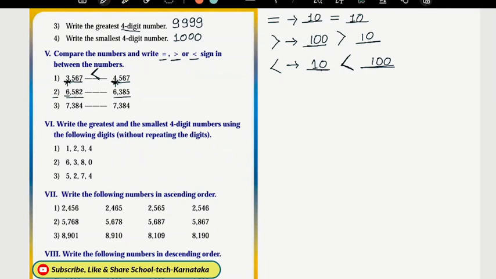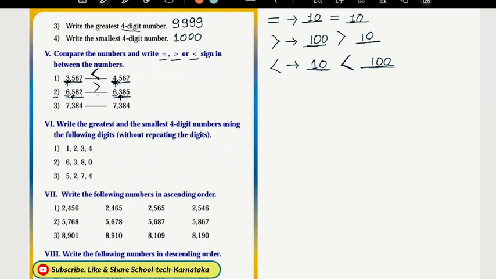We have 6 and 6. Since these both are equal, we move to the next place, that is hundreds place, and check which digits we have at hundreds place. So here we have 5 and here 3. We know 5 is greater than 3. That means 6,582 is greater than 6,385. So in this case we use greater than symbol.